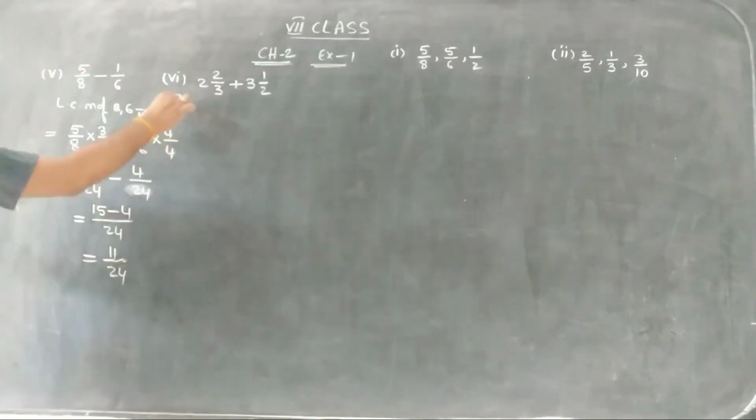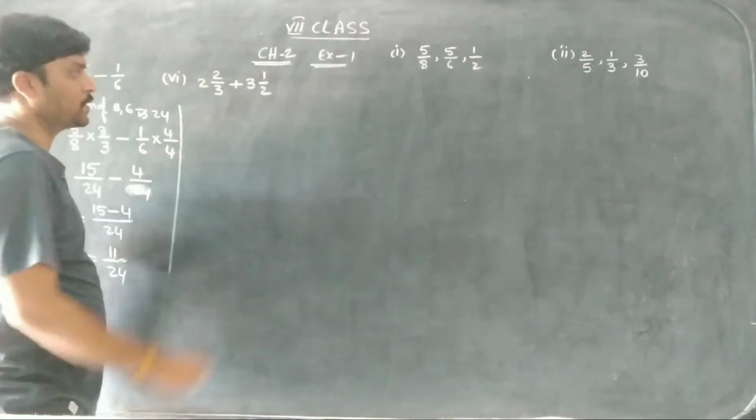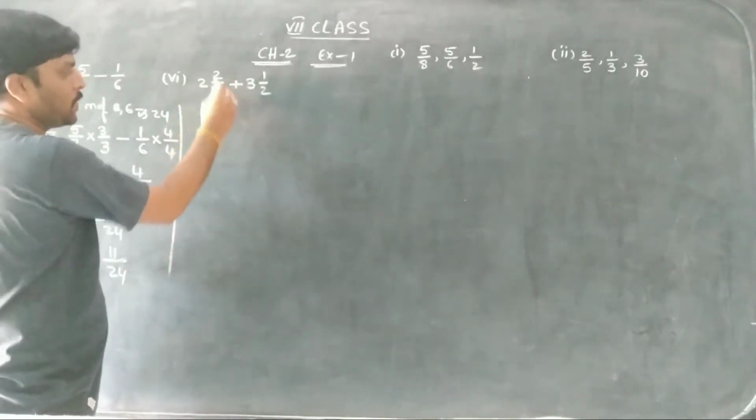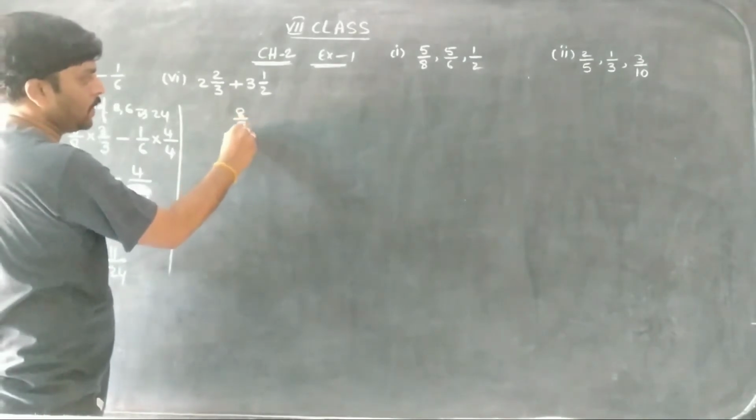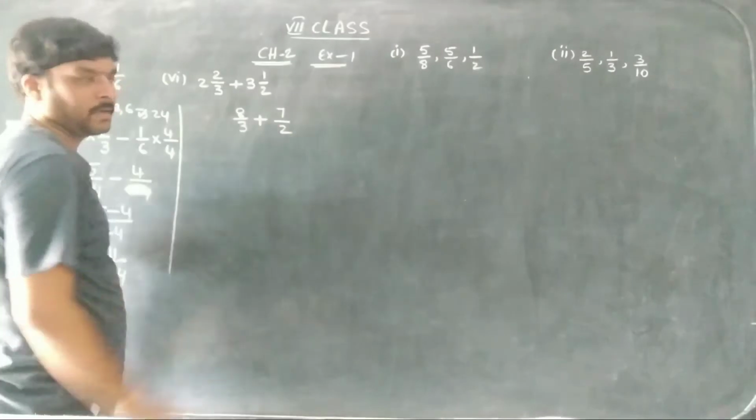Okay. Next, now second question. Here mixed fractions change into improper fractions. 3 2s are 6. 6 plus 2, 8. 8 by 3. 2 3s are 6. 6 plus 1. 7 by 2.